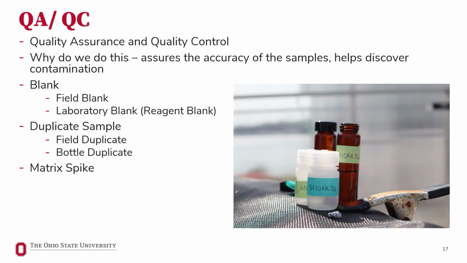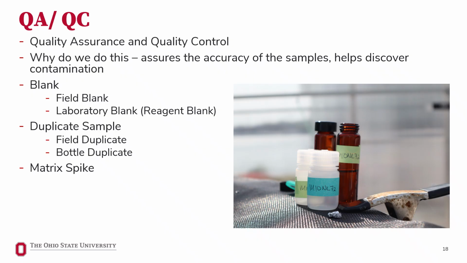QA/QC is a common abbreviation for quality assurance and quality control, which incorporates several practices that ensure that your results are accurate. QA/QC practices can help to discover and eliminate sources of contamination or interference with the chemistry. There are a lot of different ways to do this, and not all practices are appropriate for all analyses. When starting a new study, it is important to consider what QA/QC would be good to include in the study to help validate your results.